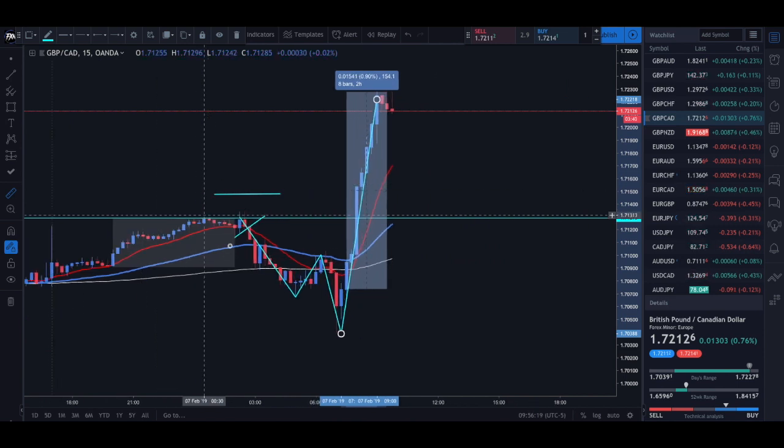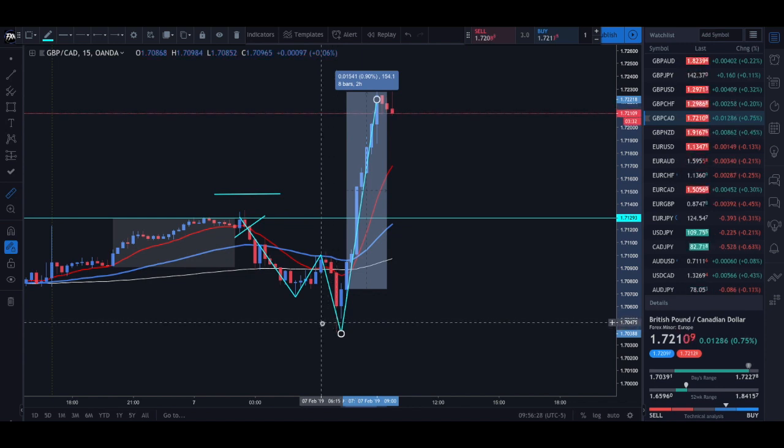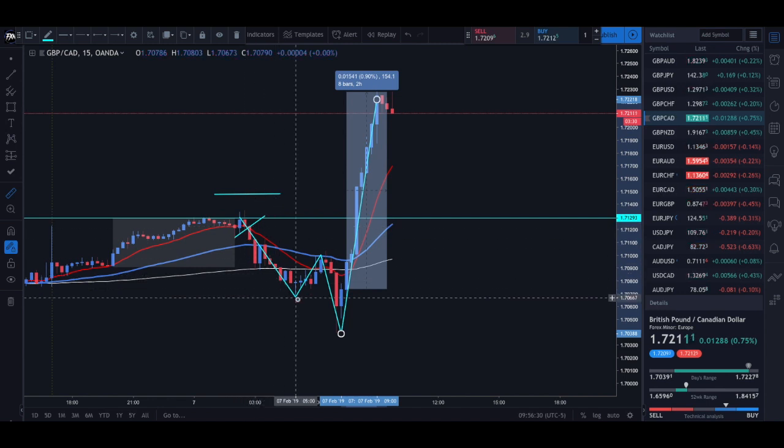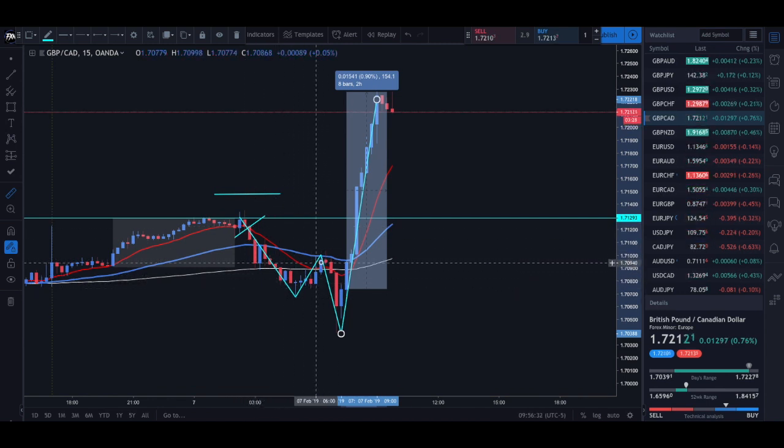And you can see here that the trap moves were made, essentially second half of London. So we have the first initial push, we have the accumulation phase, and then boom, we get the second push down.